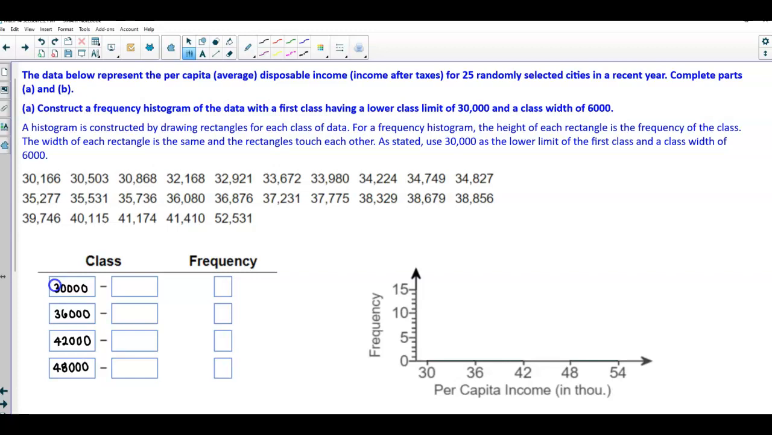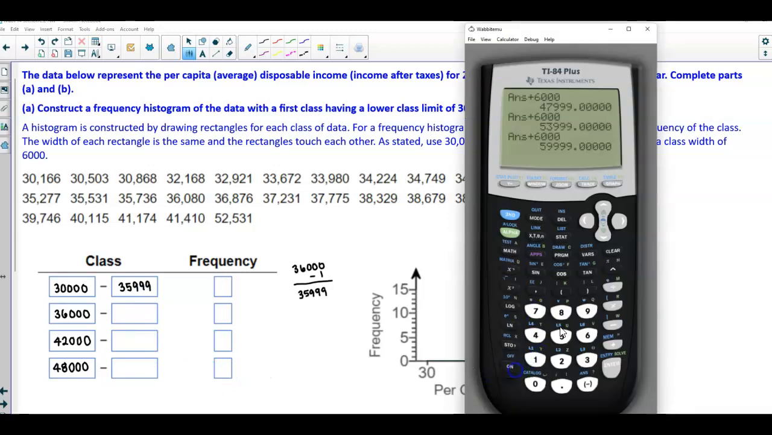Now for the upper class limit, we could take the lower class limit for the second class, which is 36,000, and subtract 1, and that gives us 35,999. Therefore, that represents the upper class limit for the first class. And then we can just add 6,000 to each value.